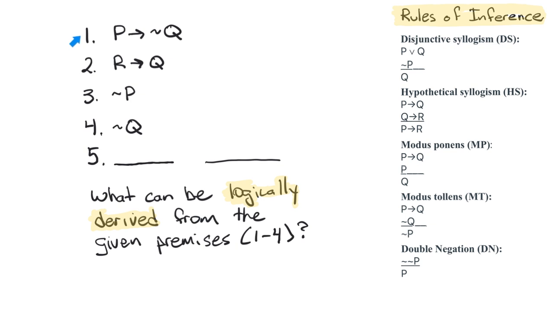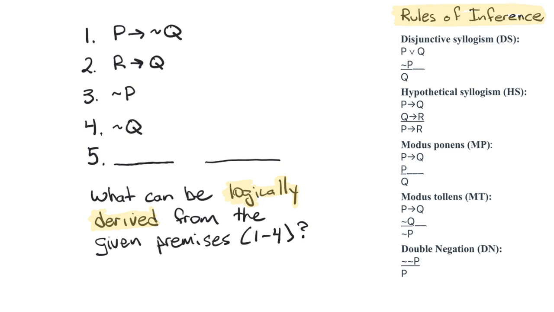It looks like with row 1 and row 2, premise 1 and premise 2 here, they're both conditionals. And then rows 3 and 4 have some letters that refer to those conditionals. So we've either got a hypothetical syllogism, a modus ponens, or a modus tollens as possible ways to derive something else from the given set of premises here.